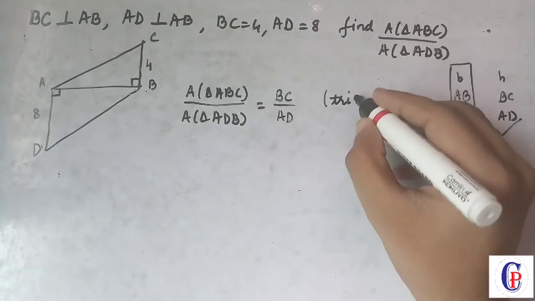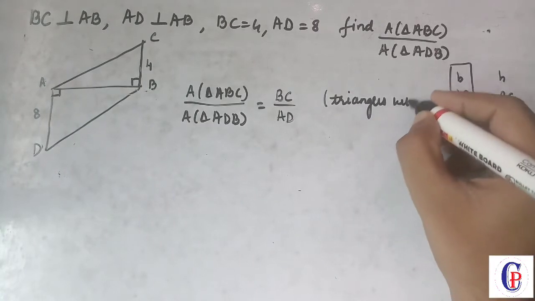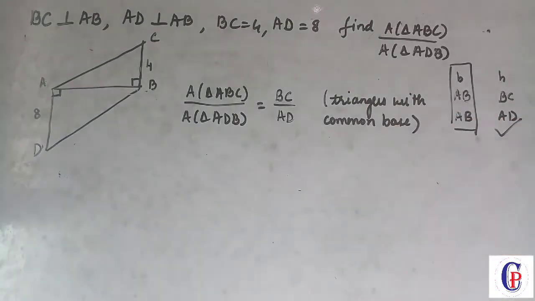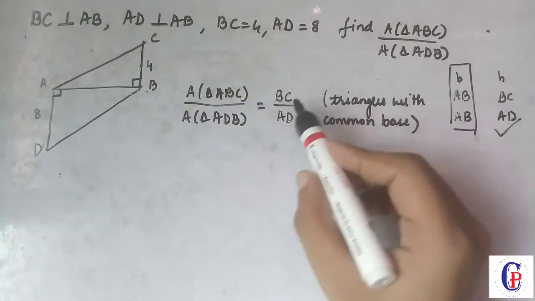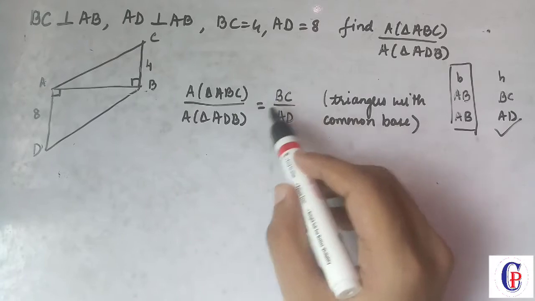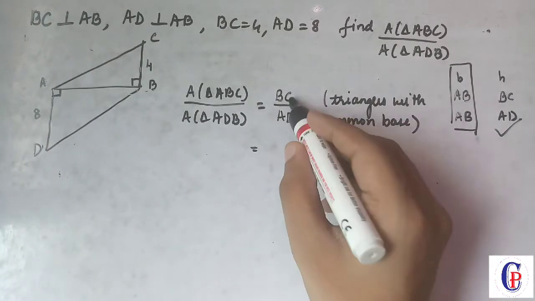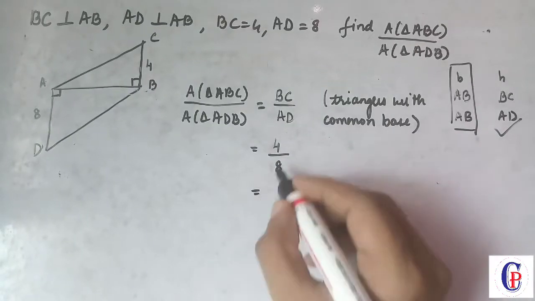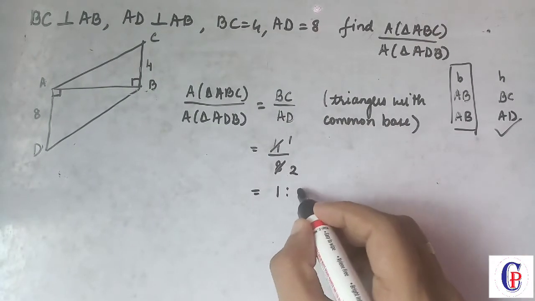And you can write here: triangles with common base. If the bases are common, then the answer will be equal to the ratio of their heights. And if the height is equal, then the ratio will be equal to their bases. And if both are equal, then the answer will be equal to 1. Now BC upon AD, both values are given to us. BC is 4, AD is 8. So 4 ones are 4, 4 twos are 8, and the answer is 1:2.